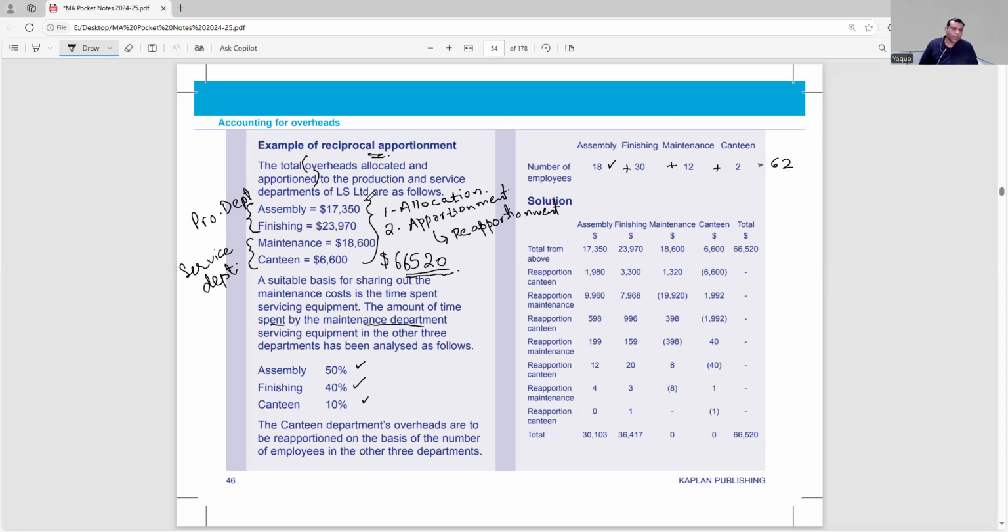So we are dividing what? Under this step, apportionment, the company divided total overheads of 66,520 among these four departments, which include two production departments and two service departments. Now under this method, we will transfer the cost of maintenance to assembly and finishing, as well as to canteen, since it provides services to canteen. And we will transfer the cost of canteen to maintenance as well as both the production departments. But the ultimate objective is to transfer the cost of the maintenance and canteen departments, the 18,600 and 6,600, to the production departments. Why? Because this cost is incurred to facilitate the production departments, not for themselves.